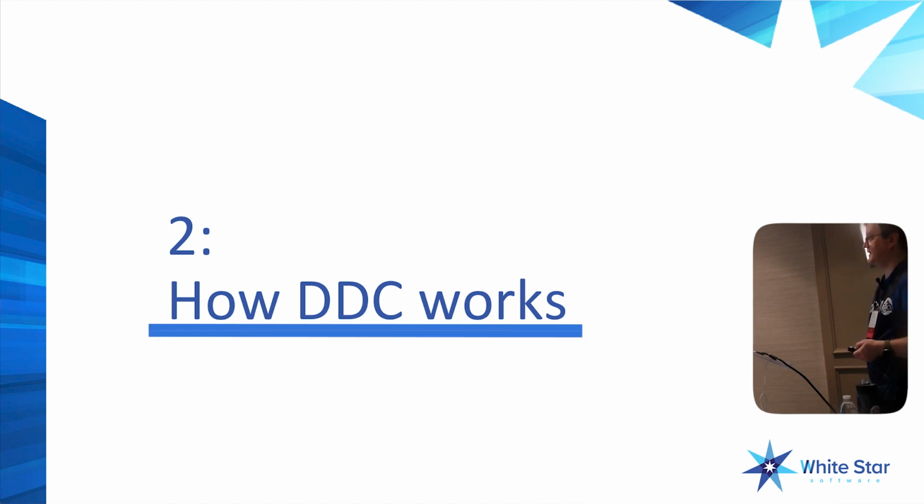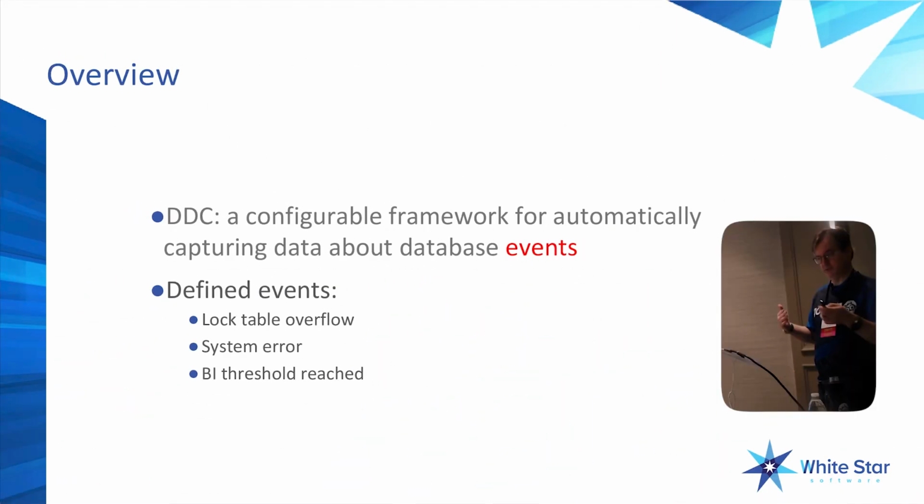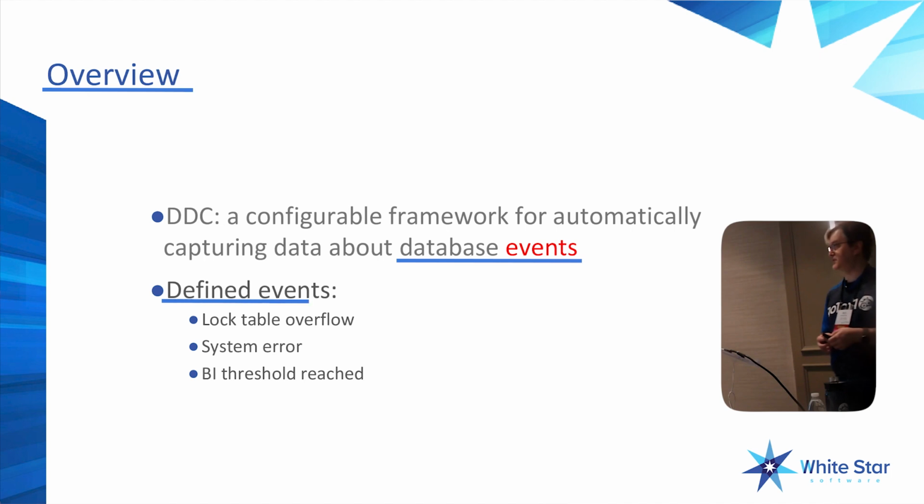So let's look at how it works. In a nutshell, DDC is a configurable framework for capturing data about certain server-side, that is, database events. It happens to be 3 event types, but when Progress introduced the feature in 11.7, they described it as, you know, these are the 3 we're going to look at right now, and we might add more later. They haven't, but that doesn't mean they couldn't.